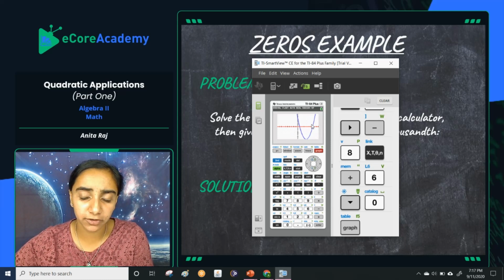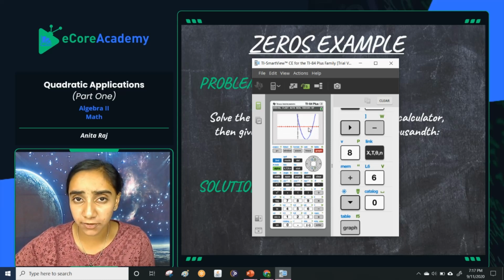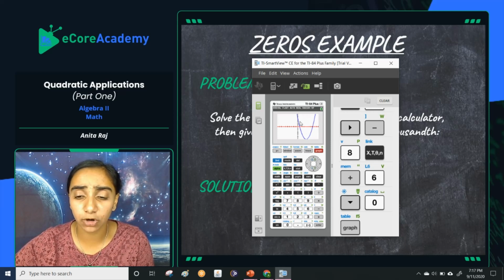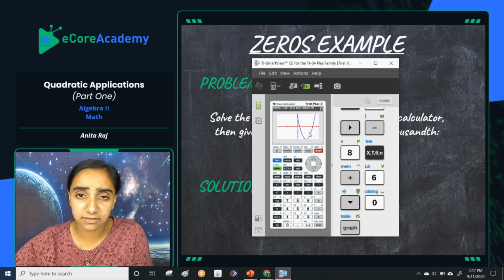This point over here to the left is one of them, and this point over here to the right is one of them. Because they're both x-intercepts, you need to find both of them. That's why in the solution I gave you 2 values. There are 2 intercepts in this problem. You need to find both of them.